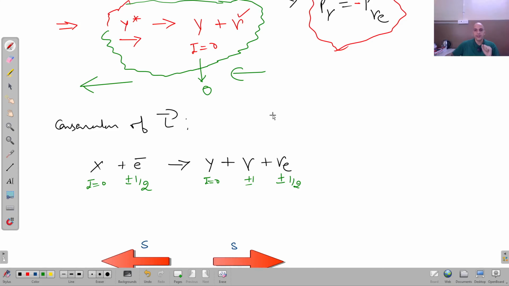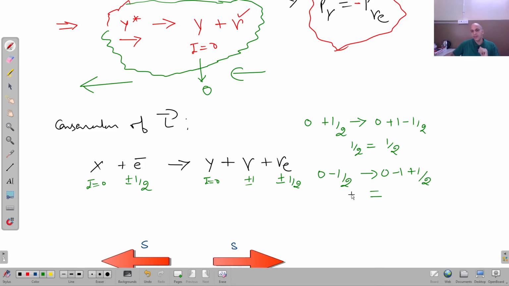When I have this as 0 plus 1 by 2, if the law of conservation of angular momentum holds good, then there should be 0 plus 1 minus 1 by 2, because only then I will get 1 by 2 equal to 1 by 2. This is the first case. In the second case, 0 minus 1 by 2, then I should get 0 minus 1 plus 1 by 2. Only then I will get minus 1 by 2 equal to minus 1 by 2. So these are the two conditions under which the law of conservation of angular momentum will hold good.